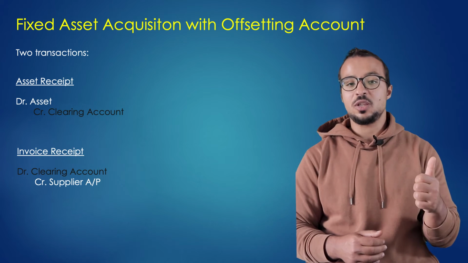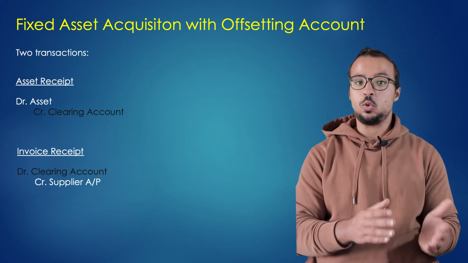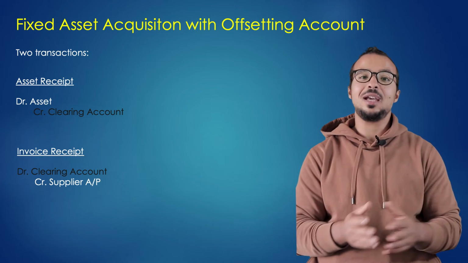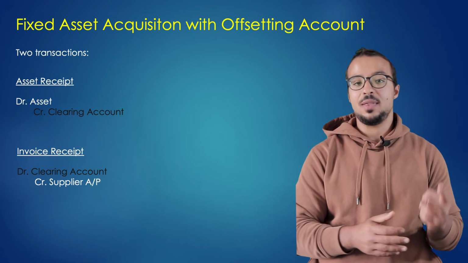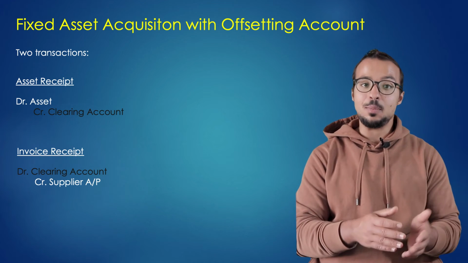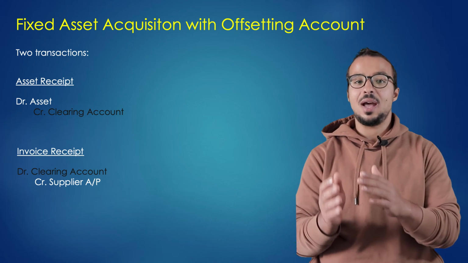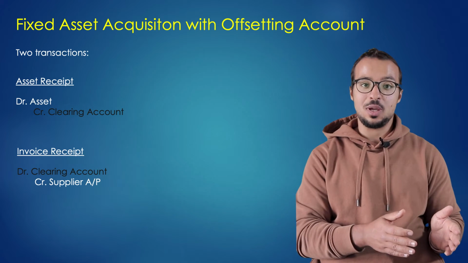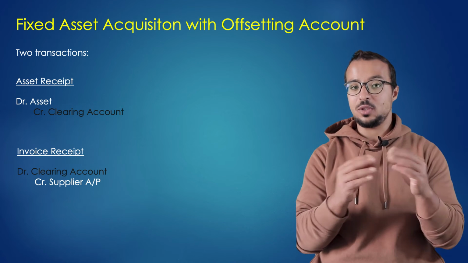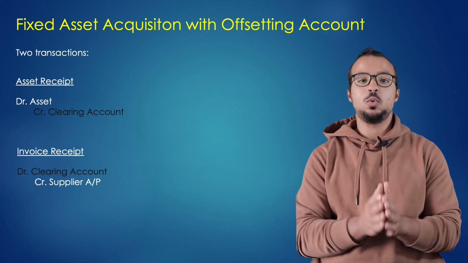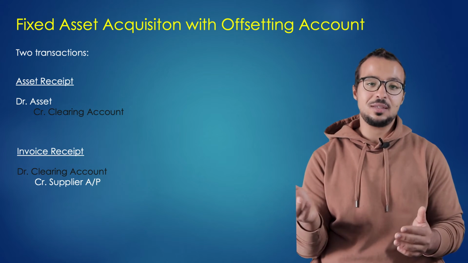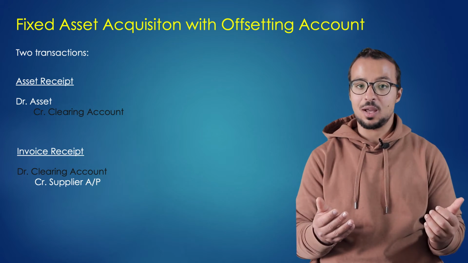So the first transaction in this process is to post a debit to the fixed assets account and a credit to an offsetting account. And in the second transaction, we post a debit to the same offsetting account and a credit to the supplier accounts payable. So this way the offsetting account is cleared, it has a balance of 0, and we end up having a debit to the assets and a credit to the supplier accounts payable.